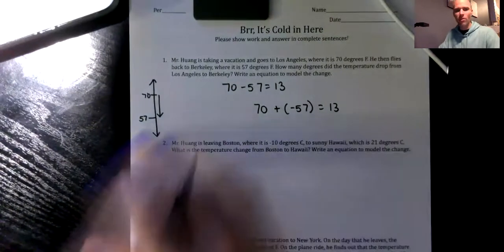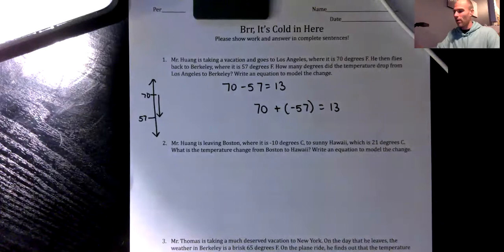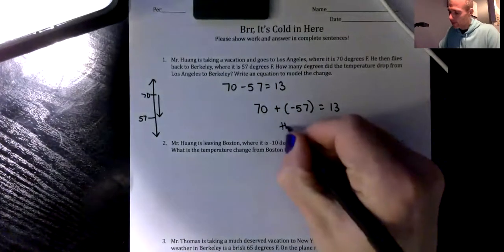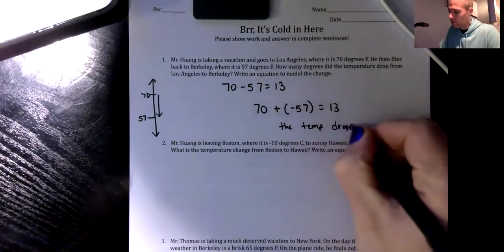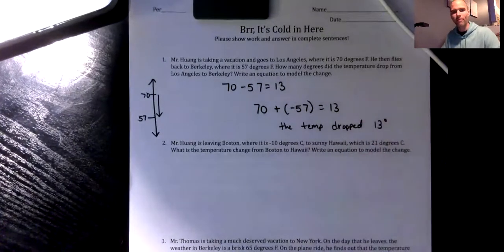So if you just do something like this, that's good enough for today. But remember, tomorrow on the quiz, first vector always starts at 0. And since we're being asked a question in words, let's answer it in words. The temp dropped 13 degrees. That little symbol up there means degrees.